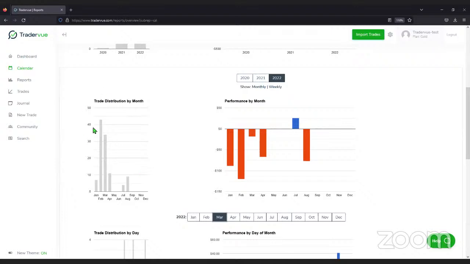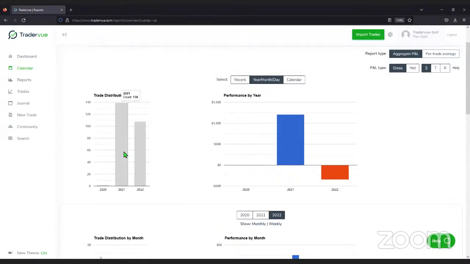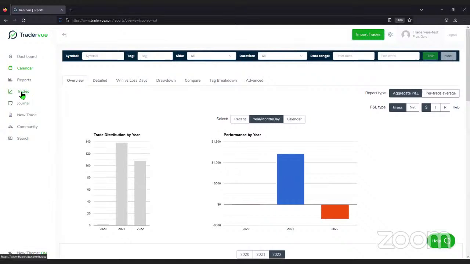And this information here is trade distribution by month. That means the number of trades done in a month. For example, February was a very active month for this trader, with 43 trades made during that period. You can also see the same trade distribution by year. For example, 2021 has 138 trades, and 2022 has 108 trades. This is information you can also get from the trade section. If you filter by a specific year, you can scroll down, as we saw at the beginning, and see the number of trades.